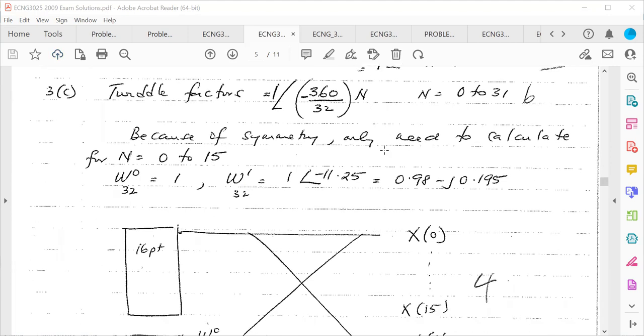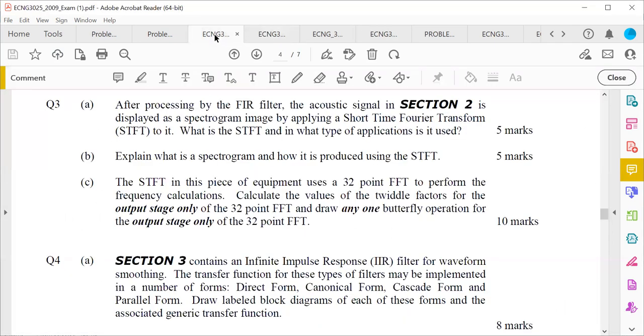All right, so the twiddle factors, for instance, the first one would be one, of course, then the next one would be one angle minus 11.25, which is 0.98 minus j0.195, and so you keep going on for it, all right? Calculate the values of the twiddle factors. So you have to do 16 of them.